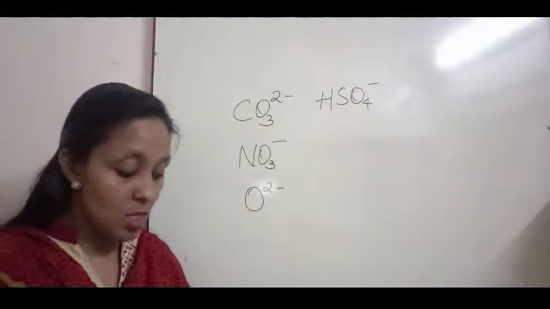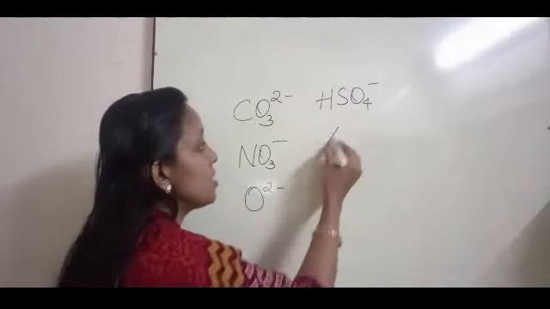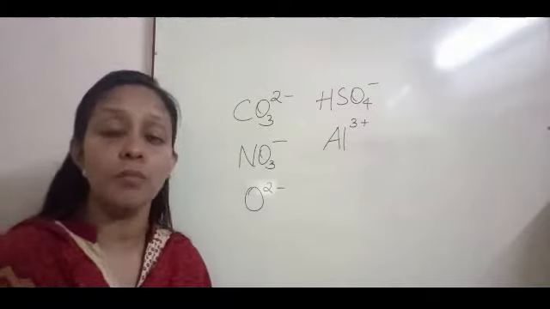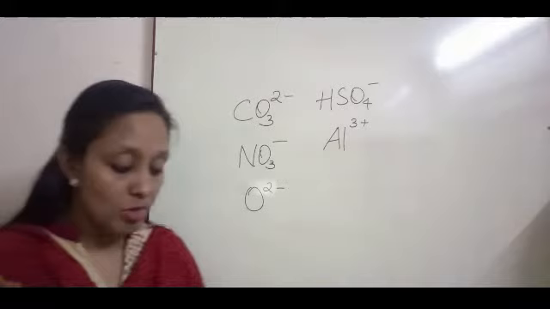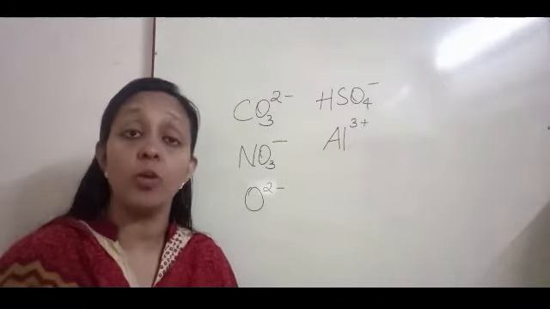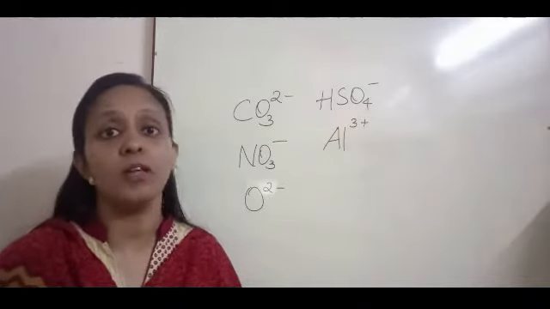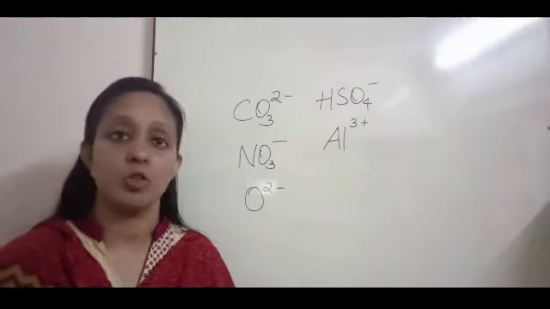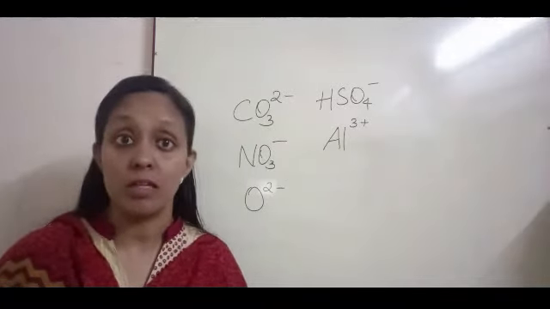Now the next question is aluminium ion. Aluminium ion is represented as Al3 plus. Now moving on to the fifth question. Name the following radicals. This question's answers can also be written near to the questions in your textbook. Okay, there is no problem. So you can write the answers in the textbook, but it should be written neatly.